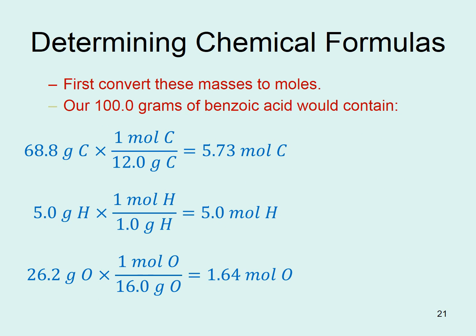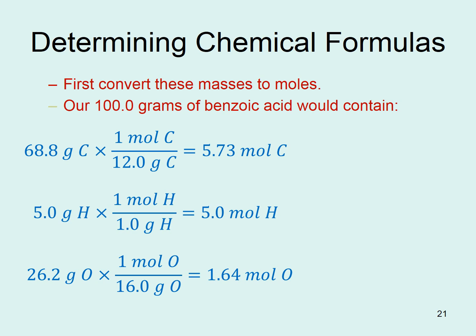68.8 grams of carbon divided by 12 is 5.73 moles. 5 grams of hydrogen is 5.0 moles. And 26.2 grams of oxygen is 1.64 moles. Again, it might really be hard to see these mole ratios. Technically speaking, we could write the formula C 5.73, H 5.0, O 1.64.